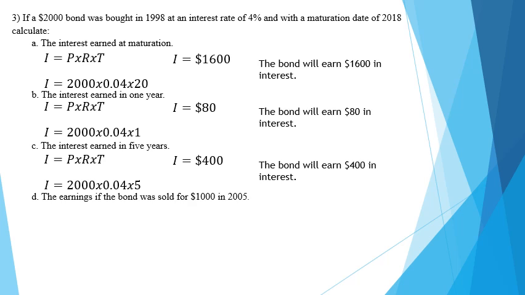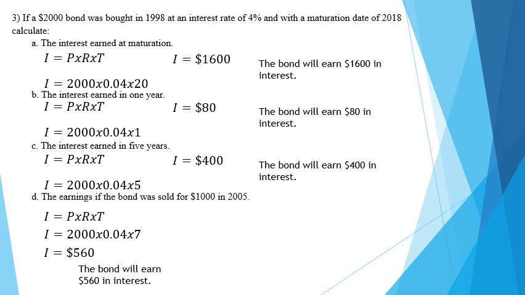So first we have to calculate the interest earned from 1998 to 2005, which is a 7-year span. So we do 2,000 times 4% times 7 years. And we can see that the bond will earn $560 in interest.